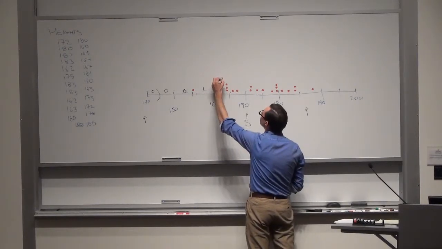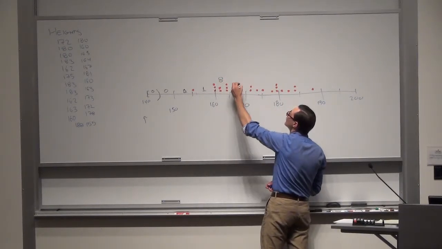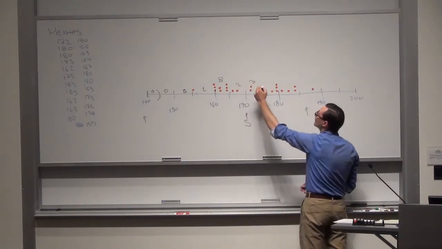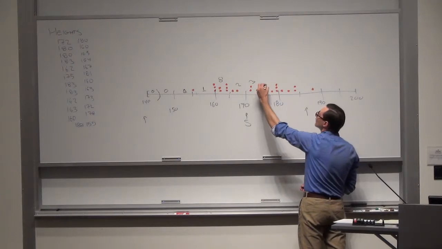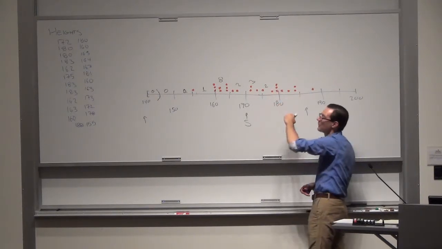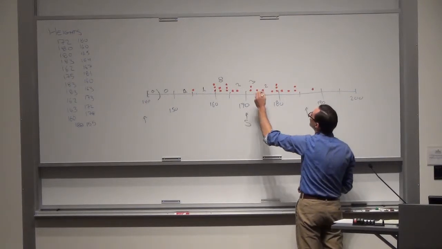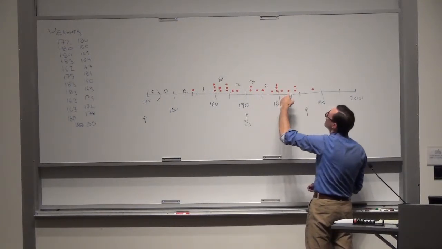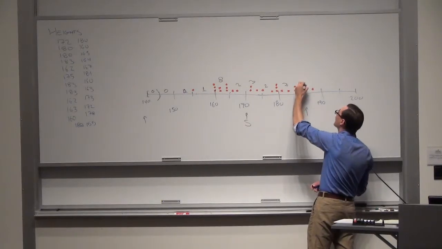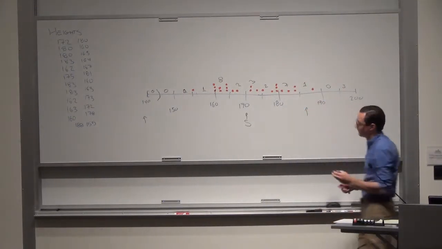8, sure. 2. Yeah, this one's 2. This was bad drawing on my part. 7. All right. So this one. How about this one? 1. Okay. And then 0 is 0.